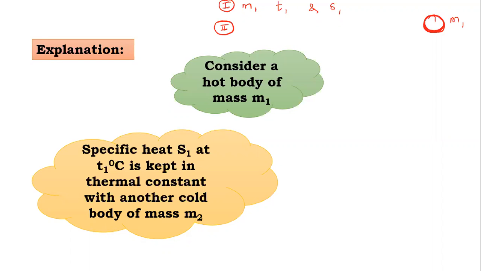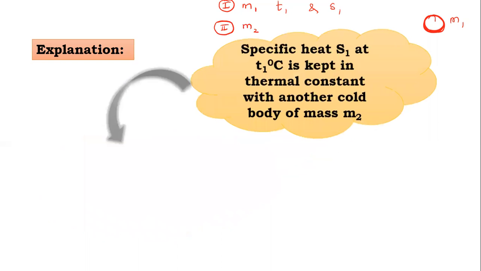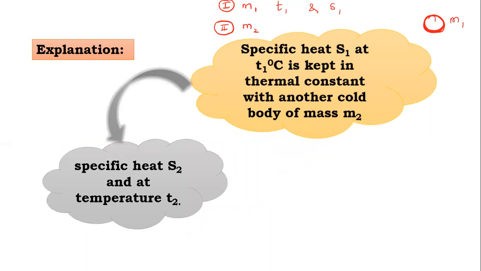Now, second point. This body is in thermal contact with another body of mass M2. When the first body comes in contact with the second body whose mass is M2, we can consider the second body having a temperature T2 and specific heat S2. This is the specification of the second body.